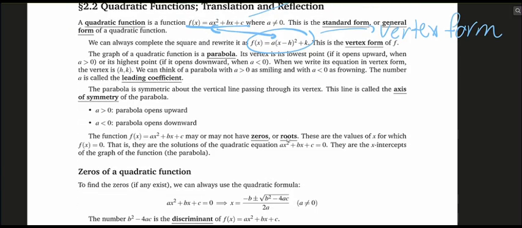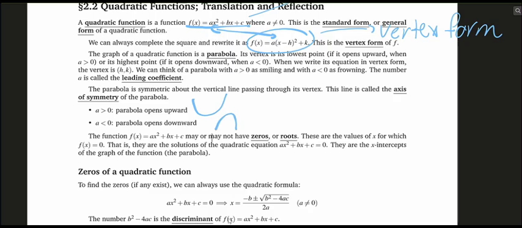Now, the graph of a quadratic function is a parabola, and the graph of a parabola can take on two shapes, either what you would call smiling or frowning, depending on the leading coefficient, the A, basically the number that gets multiplied by x squared. So if A is positive, the parabola opens upward. It's happy, so it's smiling. If, on the other hand, the leading coefficient A is negative, then the parabola is frowning, sad.